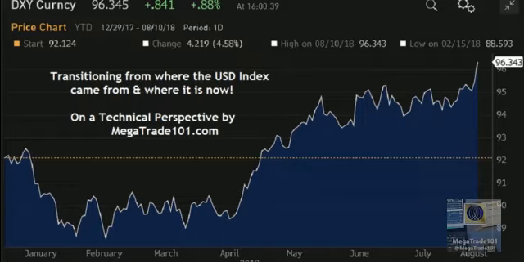is now based on the week ending August 10th, 2018 on a technical perspective basis, where the US dollar index closed at 96.34 as indicated here on our first initial slide.